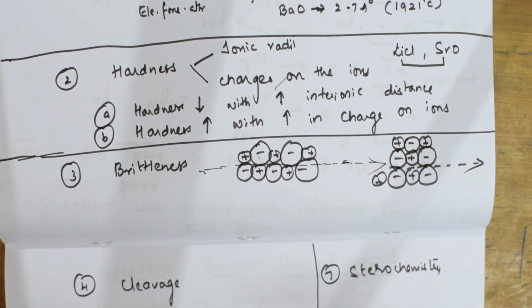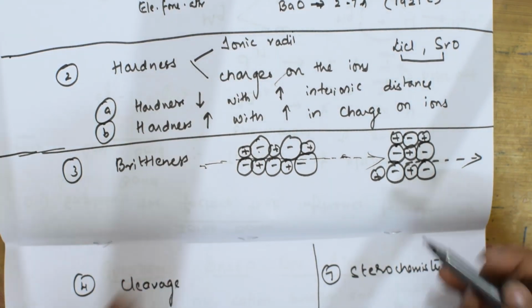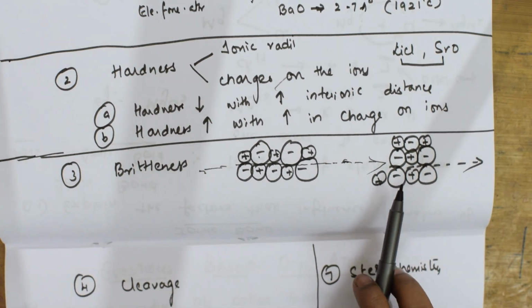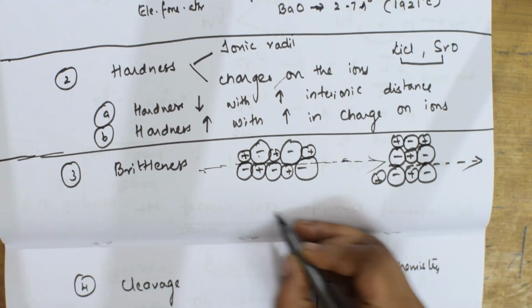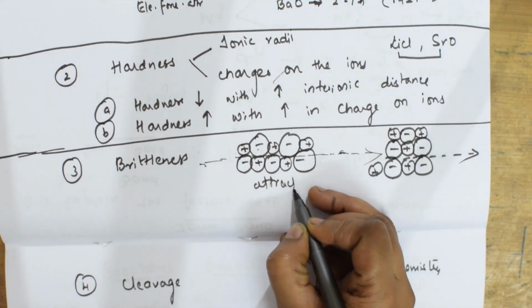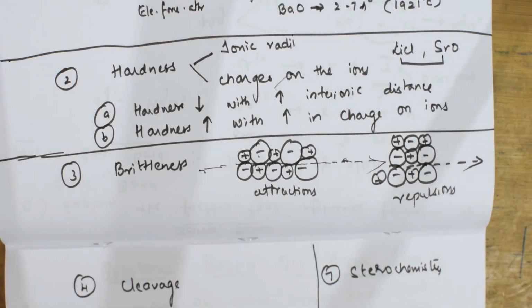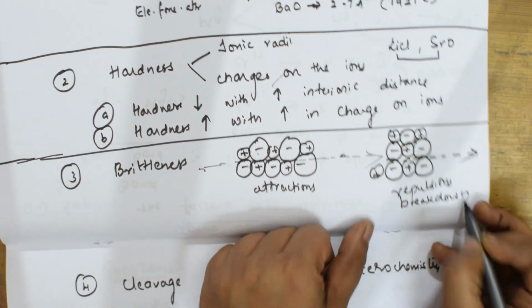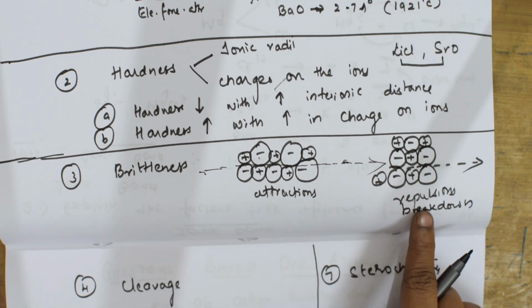Now what is the difference between this? When you're trying to supply energy, here they were oppositely charged, but in this case similar charges have come closer together. Now what will happen? Because of the similar charges, it starts repelling. Strong repulsions will be there. Here attractions were there, and here repulsions are there. So when repulsions are there, what will happen to that crystal? It will start breaking down. Correct? When it starts breaking down, it's nothing but brittleness, isn't it?